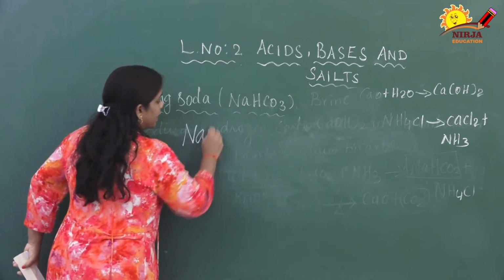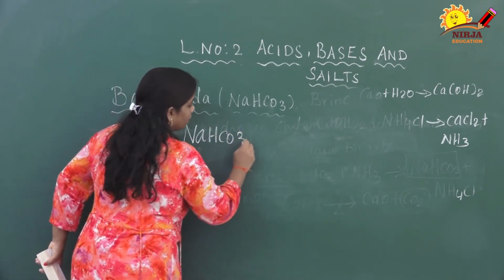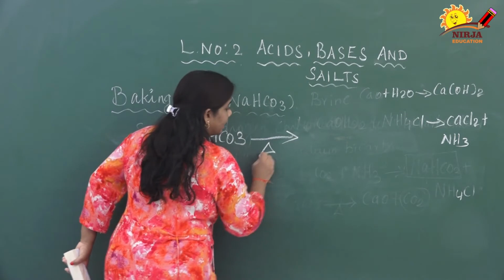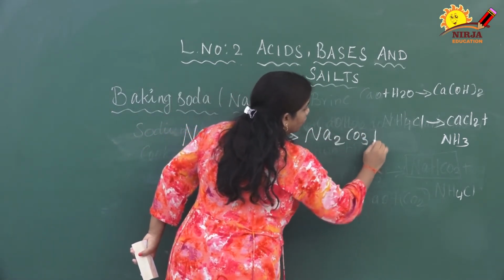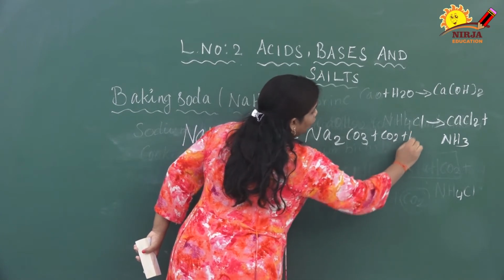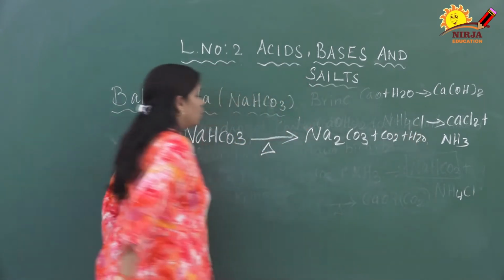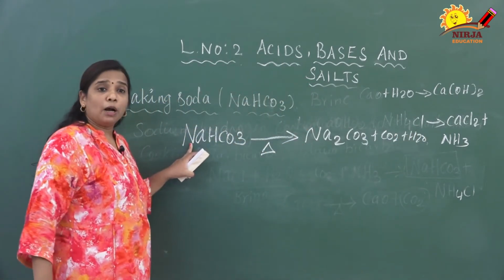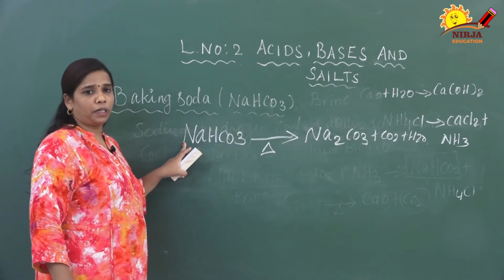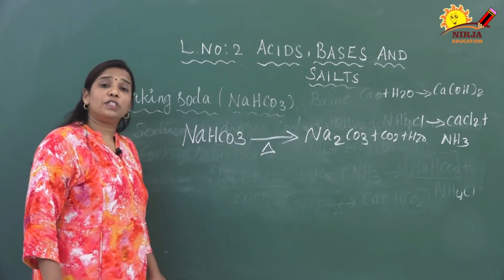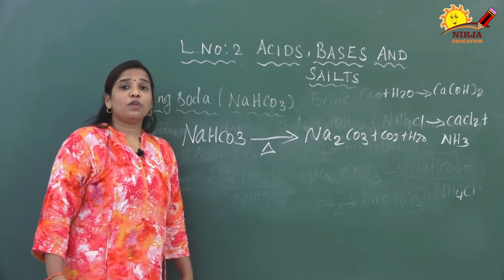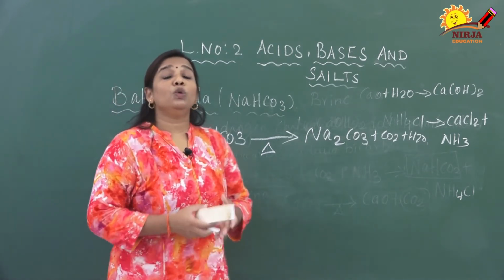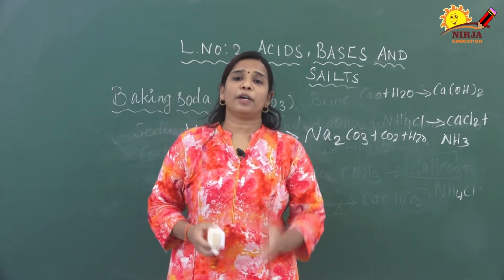When NaHCO3 is heated, it is converted into Na2CO3, and carbon dioxide and water are produced. So this is the thermal decomposition. This is the fourth property. I hope you have understood the physical properties of sodium bicarbonate. Next we are going to discuss the uses of this sodium bicarbonate.